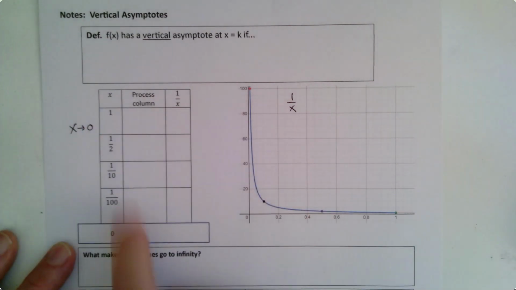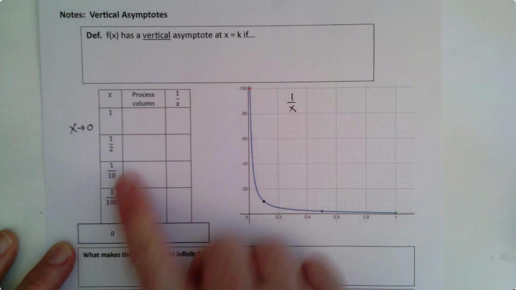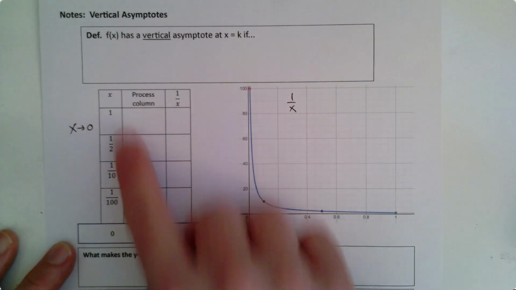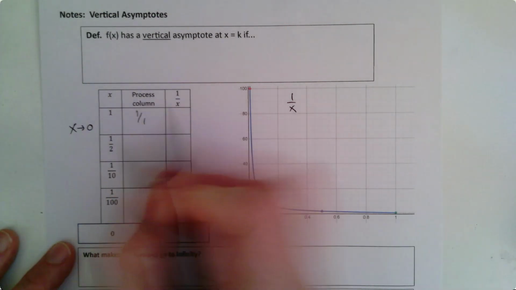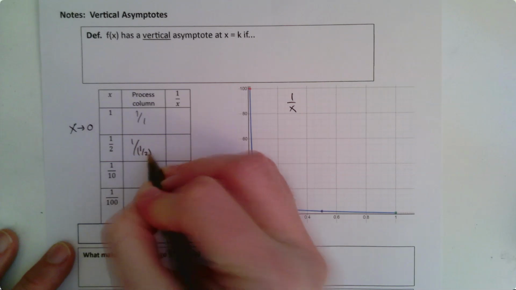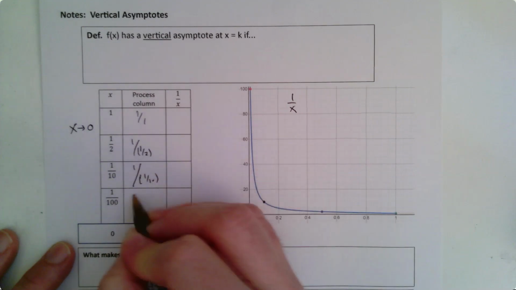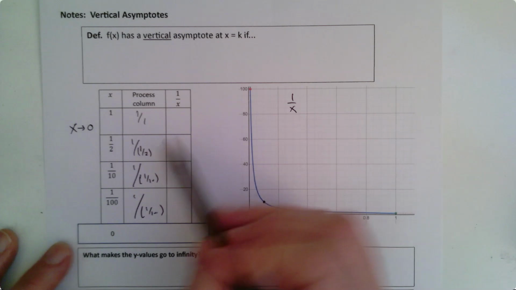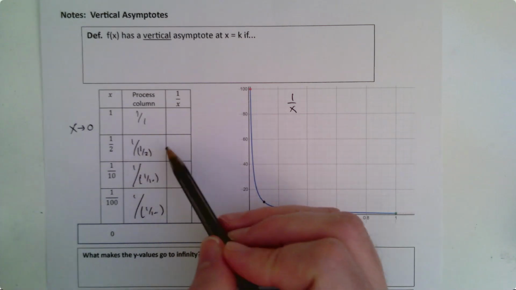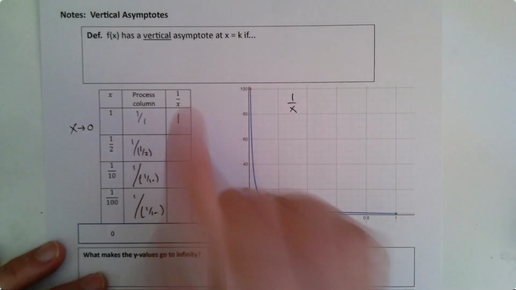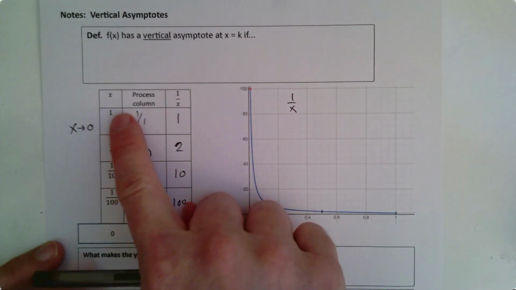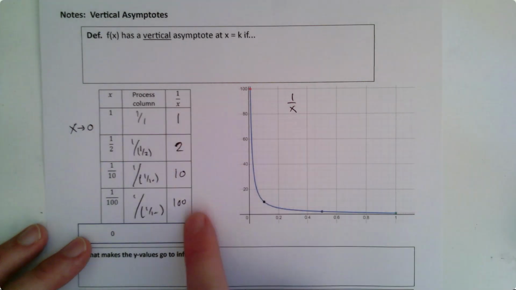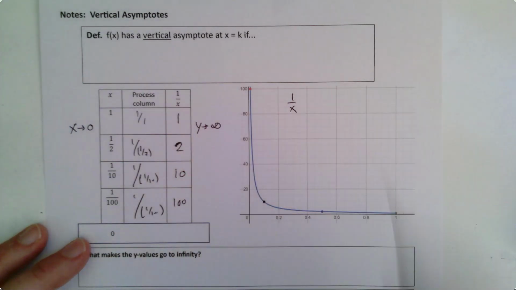So first, notice that here x values are getting smaller and smaller towards 0. 1/2 is less than 1, and 1/10 is even smaller, and 1/100th is even smaller. Okay, what happens when we plug these values in to find y? So I could plug in 1, I could plug in 1/2, I could plug in 1/10, plug in 1/100th. And remember, when you divide by a fraction like this, you would invert and multiply. So here I have a y value of 1, here I'd have 2 and 10 and 100. So as the x values are getting close to 0, the y values are going up to infinity.